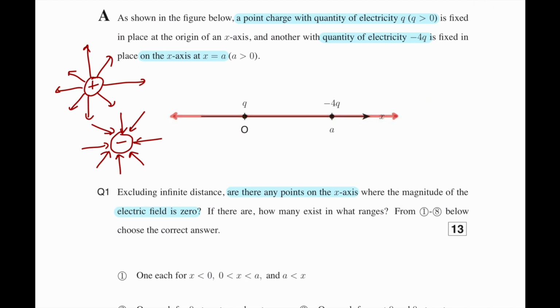And then for this negatively charged, if I draw the electric field by using another color, it will go into that charge. So something like this. Hopefully you can see, it goes into that charge.